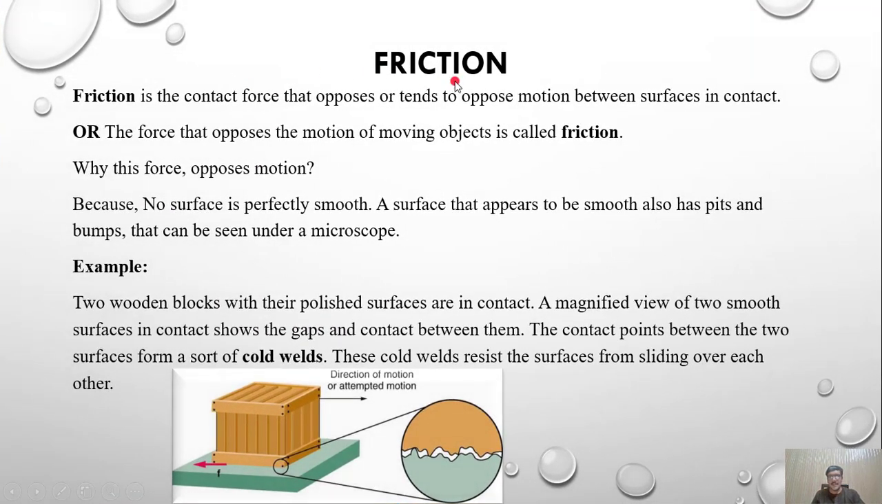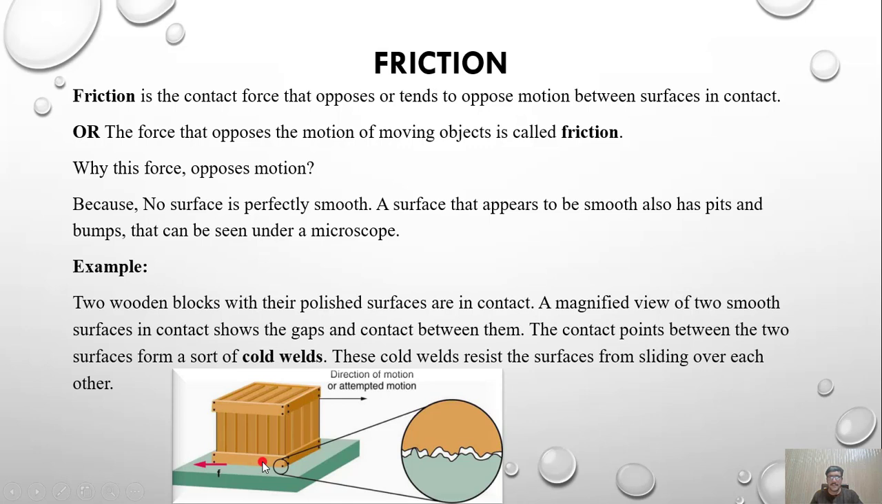As in the previous lesson, we have discussed friction. So again, we are going to refresh the concept of friction. Friction is the contact force that opposes or tends to oppose motion between surfaces in contact. In this example, two blocks are here. If we drag this block in any direction, in the picture they are dragging this block towards the east, or you can say right. So there is some friction.